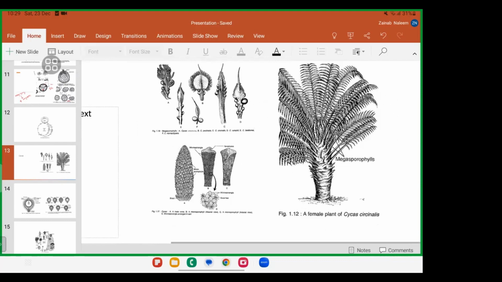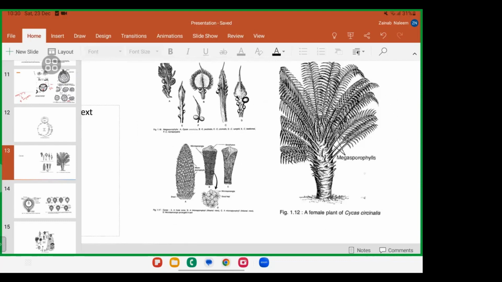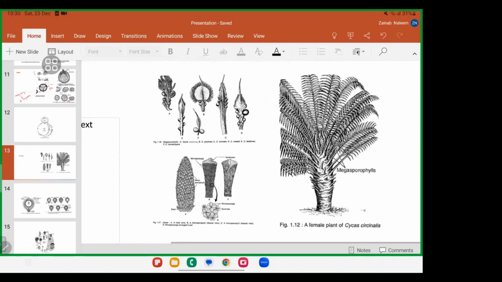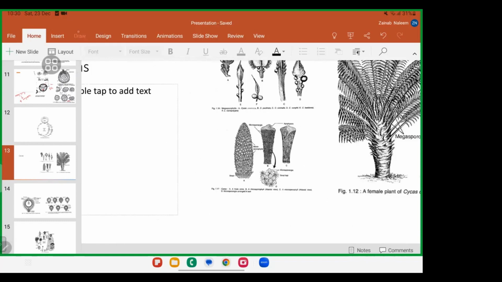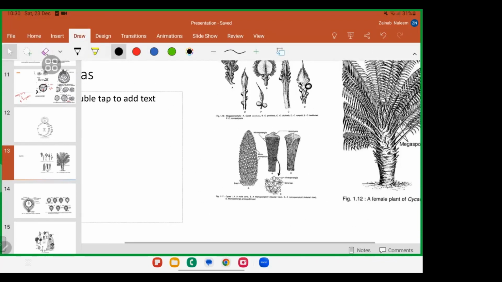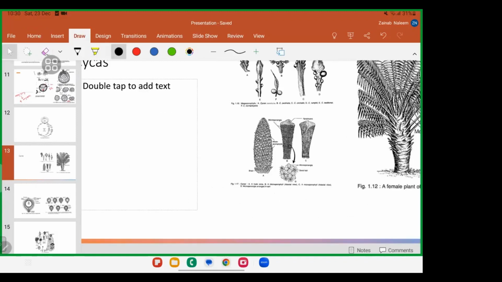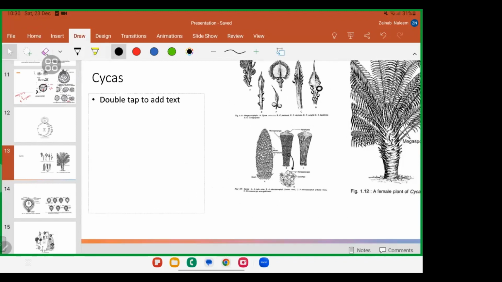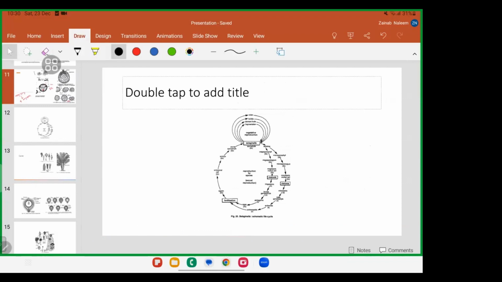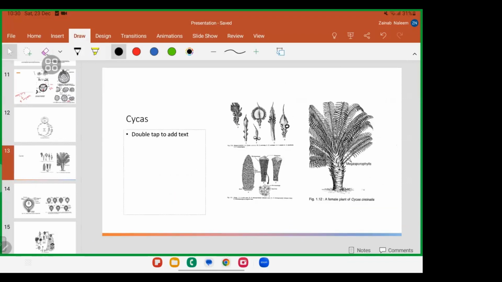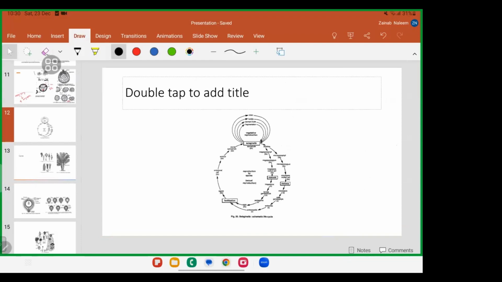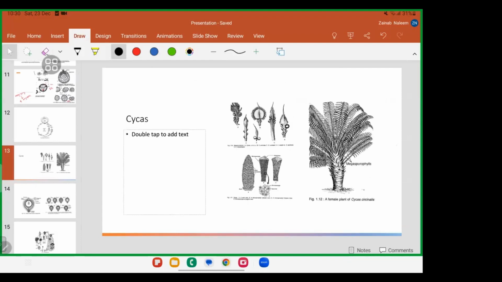The stem is unbranched. So typically, if you take a mango tree, you can see it is like this. It has what? Sorry about that. What's happening?